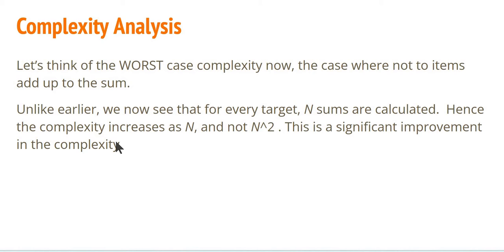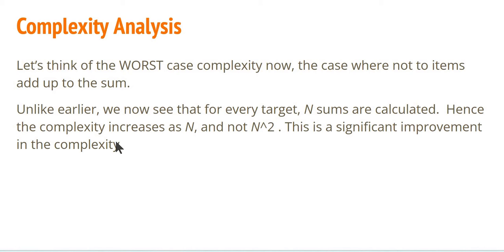But the important point is, unlike earlier, we are now making only n comparisons because we are avoiding redundant comparisons. When we know that adding two numbers is only going to take us away from the target, we are not going in that direction. So the complexity increases as n. In fact, that's what we expect, and not at n square. Like we see, this is a significant improvement.